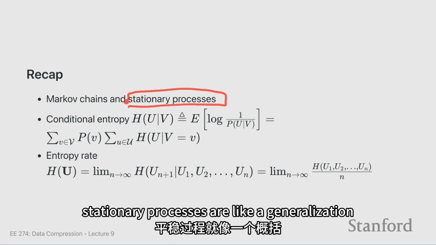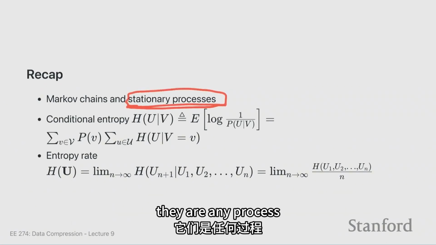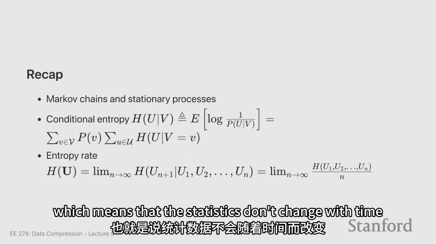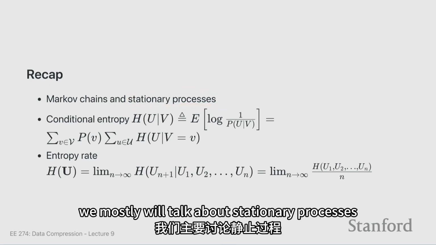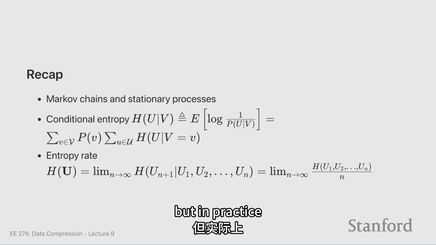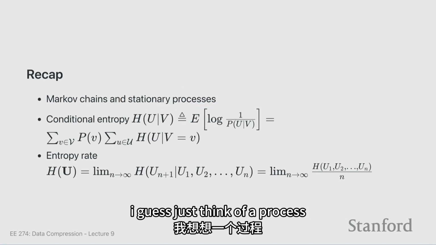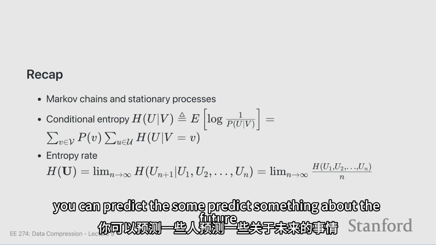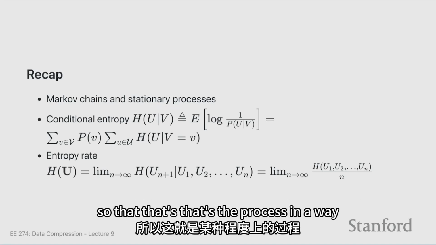Stationary processes are a generalization. They are any process which is time stationary, time invariant, which means that the statistics don't change with time. We mostly will talk about stationary processes only in the context of certain theoretical results, but in practice, just think of a process. Given the past, you can predict something about the future. So that's the process in a way.